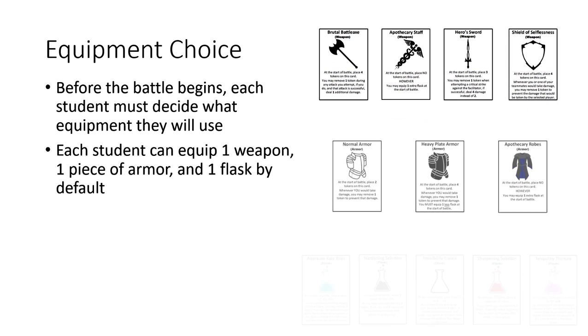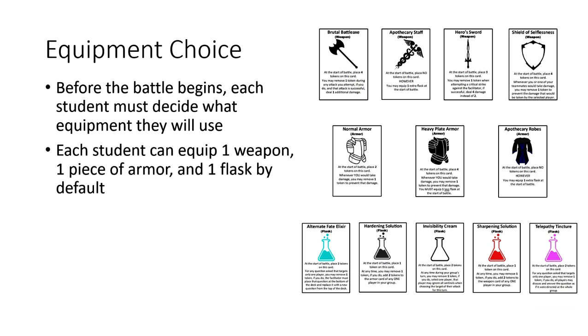Alright, so I talked a lot about equipment choice in the overview video. Let's see that equipment choice situation in action. Because before the battle even begins, all this is something that the players would have been thinking about, what they want to be bringing into battle. As a refresher, the basics are the student can equip 1 weapon, 1 armor, and 1 flask by default.